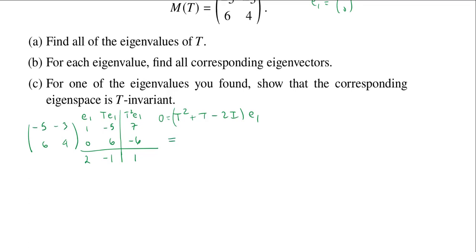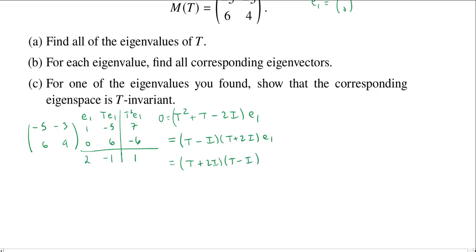Now I'm going to factor this, and I'm going to factor it in two different ways. They're going to look similar, but they'll be in opposite order. I can factor this as T minus I times T plus 2I applied to E1, or also as T plus 2I times T minus I, also applied to E1. When I say times, of course we really mean composed. It doesn't matter which order we write it down.